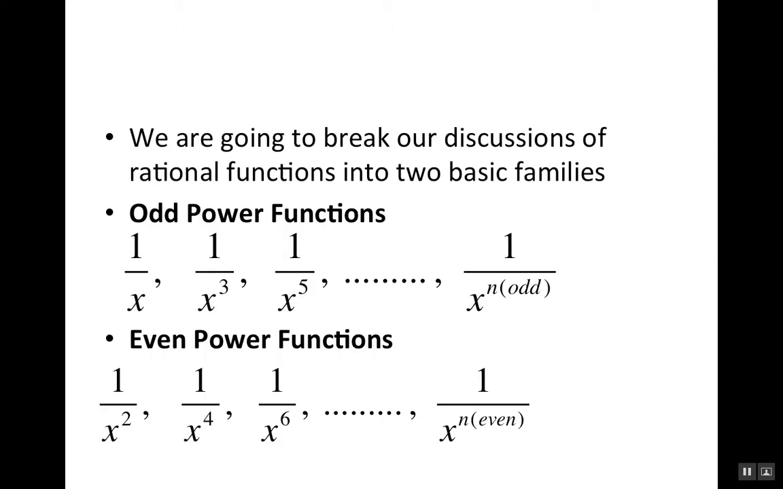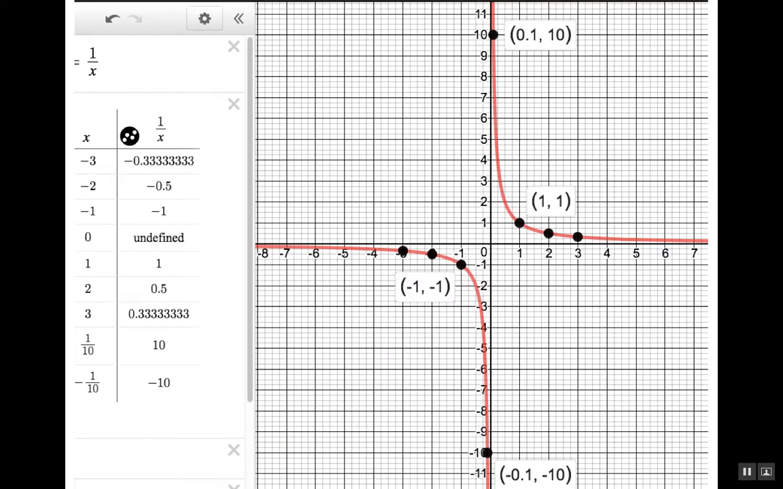We're going to break our discussion of rational functions into two basic families. Odd power functions, where the numerator is 1 and the denominator is simply x to an odd exponent. And even-powered functions, where the numerator is 1 and the denominator is x to an even exponent. First, we'll explore odd power functions, and the most basic is 1 over x.